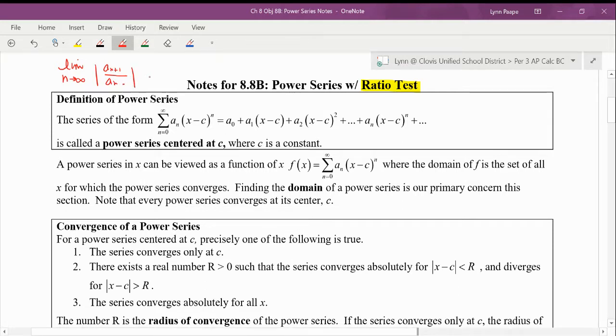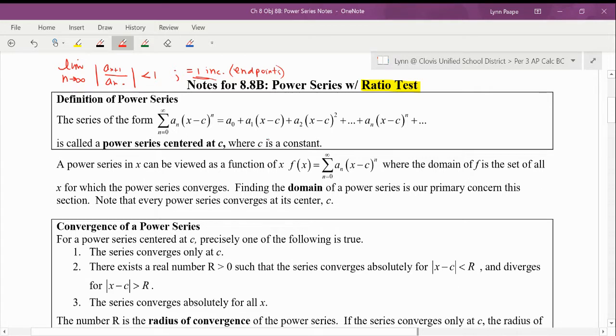If that ratio is less than 1, then we have a converging series. Greater than 1 diverges, equal to 1 inconclusive. And that equals 1 inconclusive part is what we're going to be using in evaluating our endpoints, because our endpoints will be when it's equal to 1. And so we won't be able to use the ratio test for that. We'll have to find the other ones.